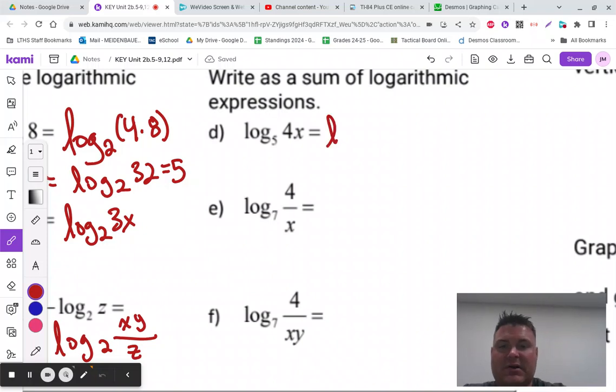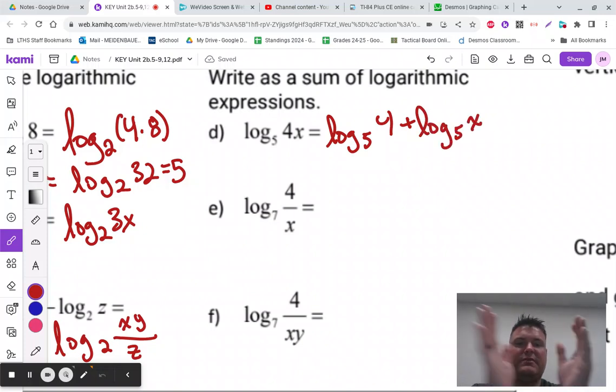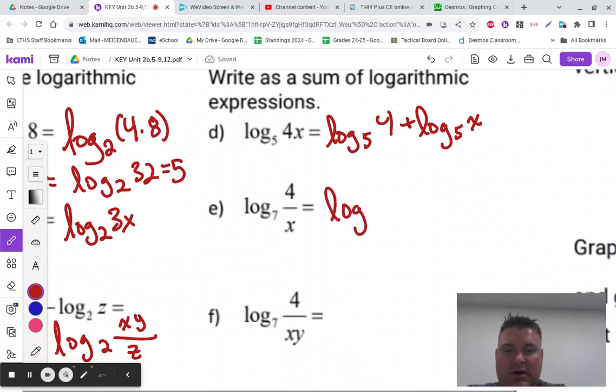Okay. So now we're going to pull these ones apart for d through f. So this becomes log base 5 of 4 plus log base 5 of x. Okay, so we're just pulling the 4x apart into two separate logs. Bottom one here, log base 7 of 4 minus log base 7 of x.